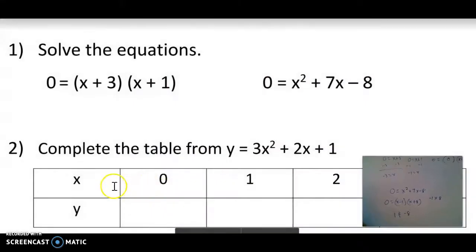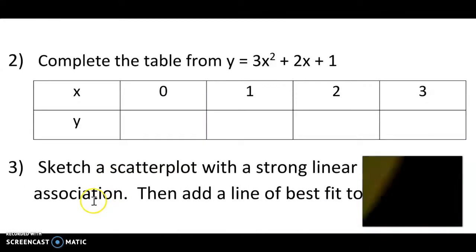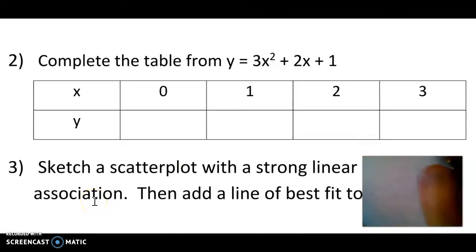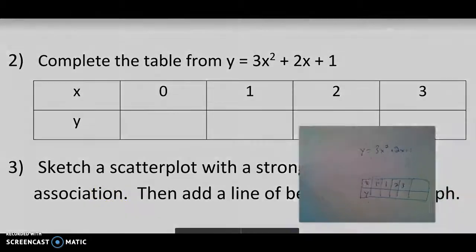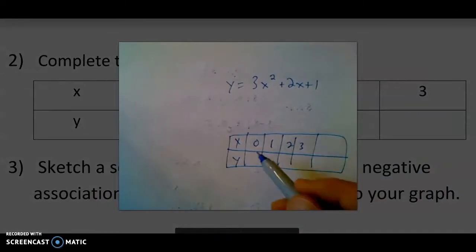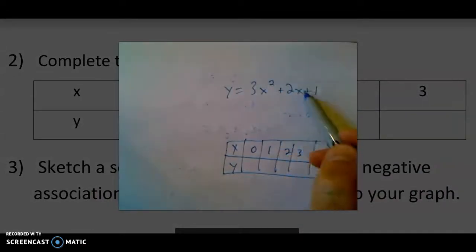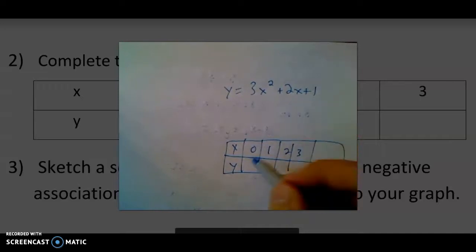Number 2, complete the table from the quadratic equation. So this is simple substitution. So let's go y equals 3x squared plus 2x plus 1. Do a little table down here, just copying what I had in the problem. 0, 1, 2, and I just went up to 3. All right. So if x is 0, that's easy, because all of this just stays 0 then, plus 1.